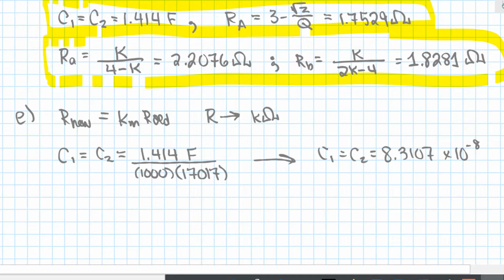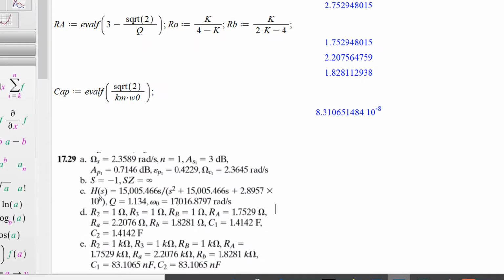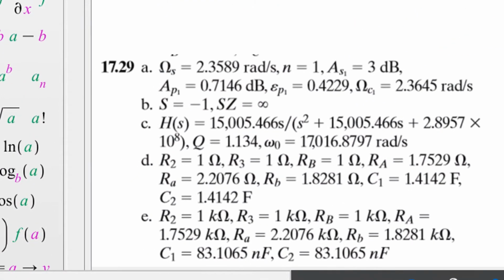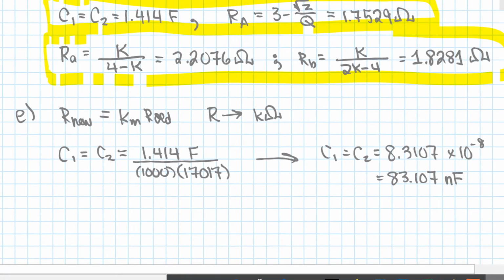And I don't know which way you want to move it. Moving the decimal behind the 3 would give you nanofarads. Or you can move it back and change it to microfarads. I'm not sure what they do. We'll see. Okay, so notice just the R's, all they did was change the ohms to kiloohms. They did nanofarads, so 83.1 nanofarads. All right, that's what I got.